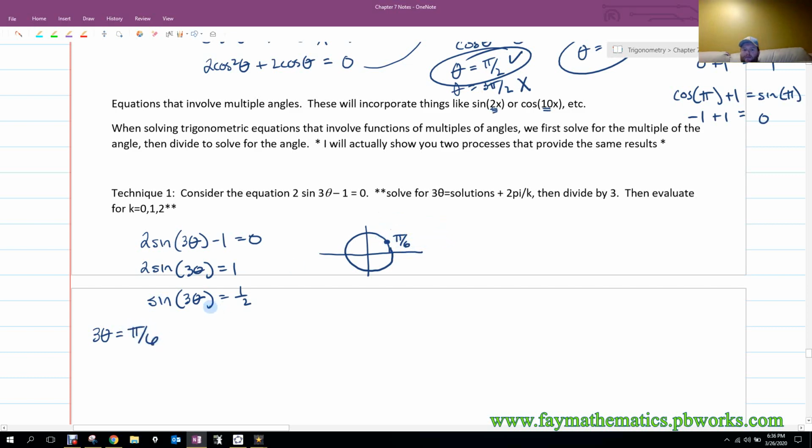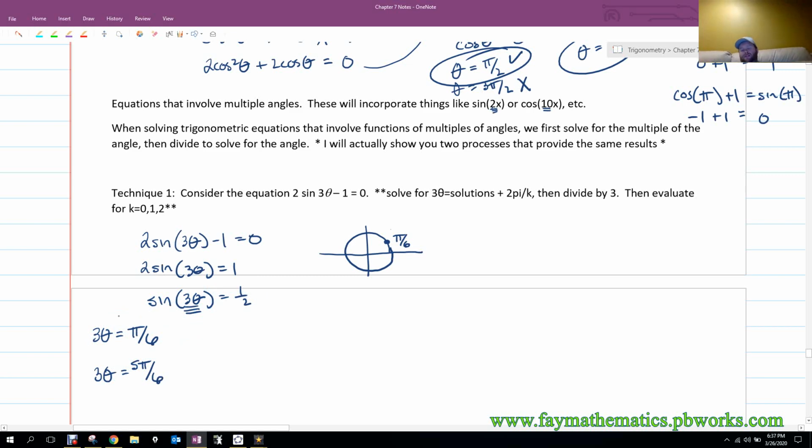So I have 1/2 here. But it's also at 5 pi over 6. So 3 theta is equal to 5 pi over 6. Now what we've done here is we've developed a thing that is equal to 3 theta. So if I take 3 theta is equal to pi over 6, put pi over 6 in right there, make that substitution, and you get sine of pi over 6, that does equal 1/2.